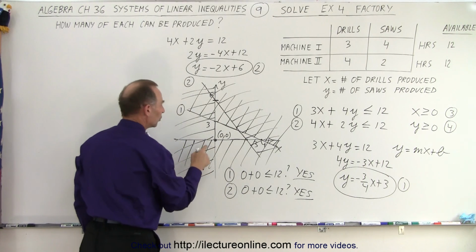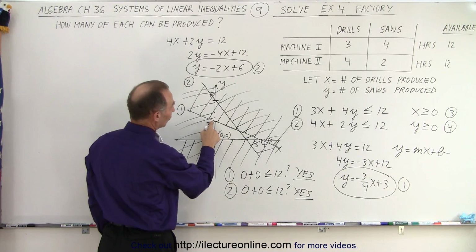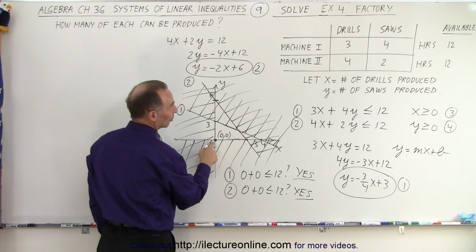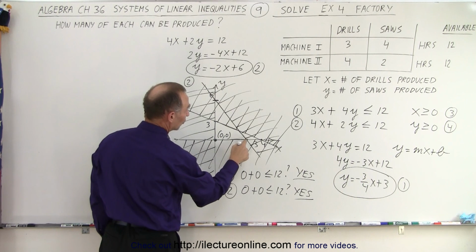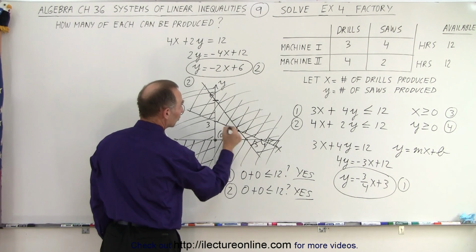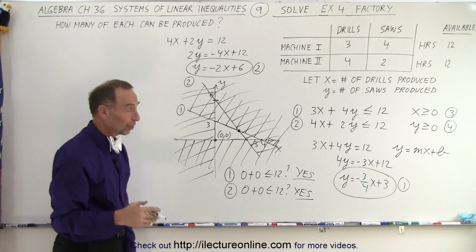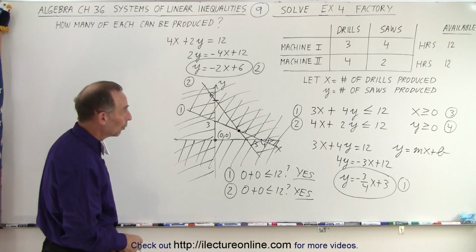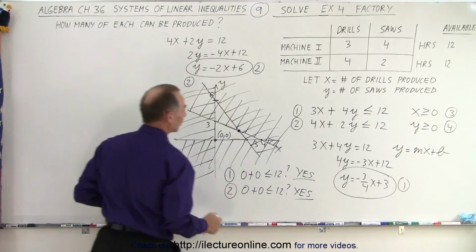In other words, we can produce 3 of y, and y represents saws, and 0 of x, which is drills. We can produce 3 saws and 0 drills, or 3 drills and 0 saws, or we can produce a combination of the two. If you want to know what this point is, because that's one of the production points we can be at, we want to solve the two equations simultaneously. We want to set those equal to each other.